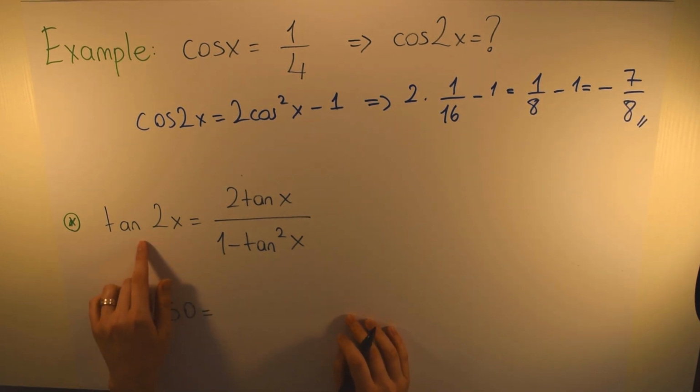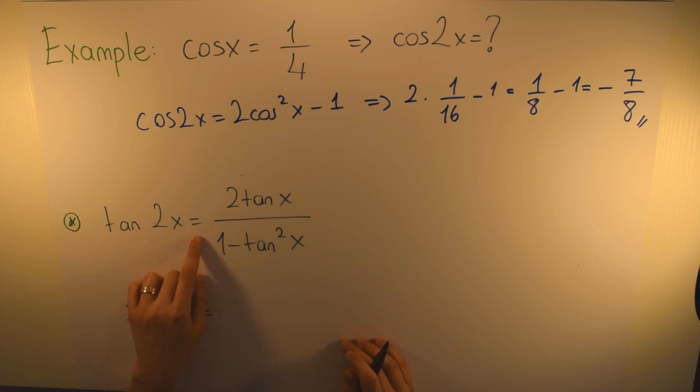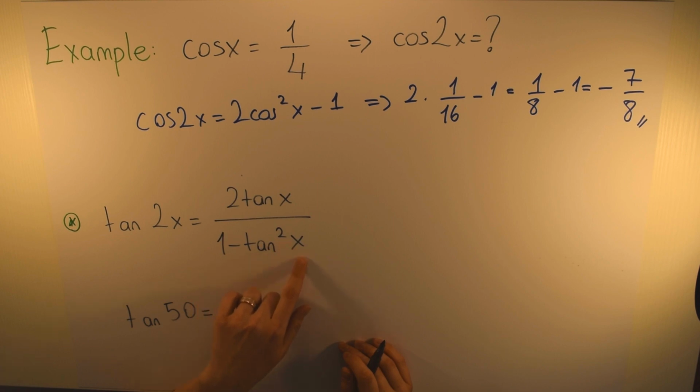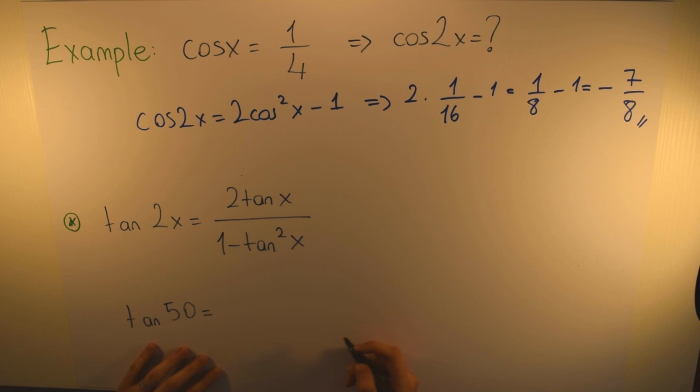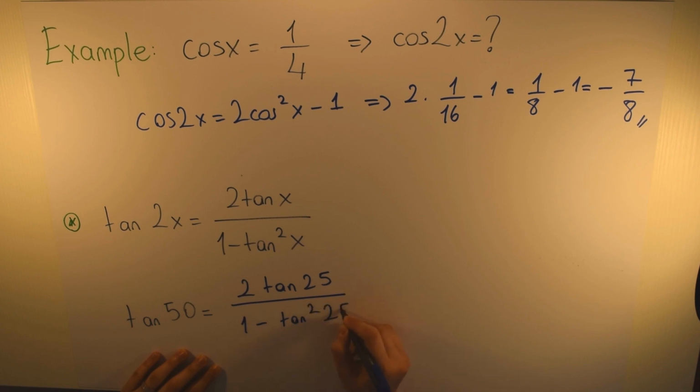So let's look at the formula for tangent. Tangent 2x is equal to 2 tangent x over 1 minus tangent square x. This is the formula for tangent when it comes to these formulas. So let's look at this one. For example, tangent 50. If I want to rewrite this, if I know the value of tangent 25, I can write this as 2 tangent 25, half of it, over 1 minus tangent square 25.